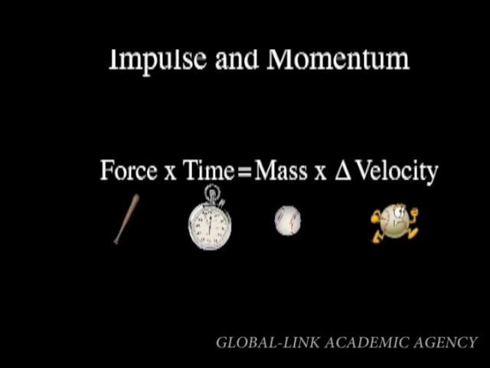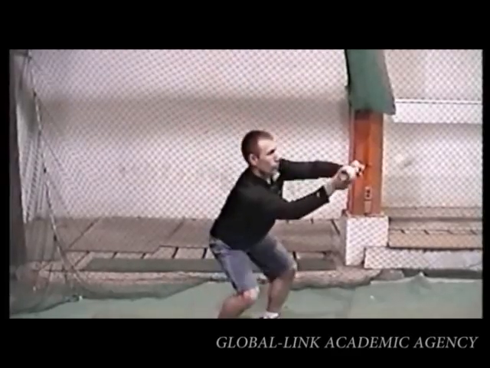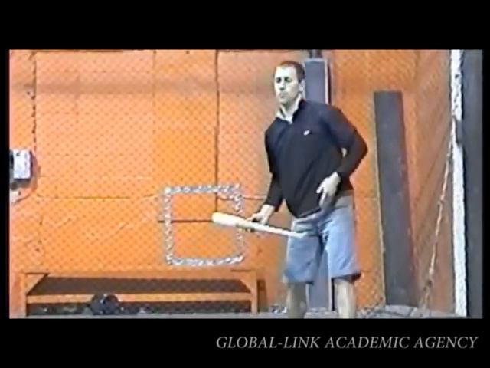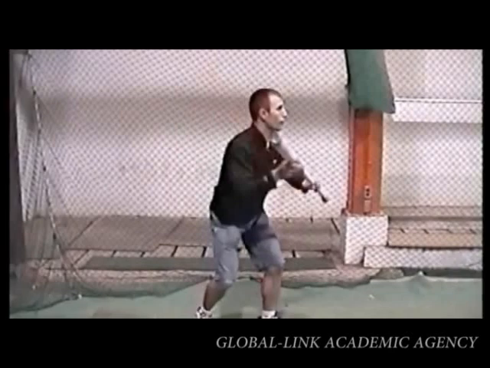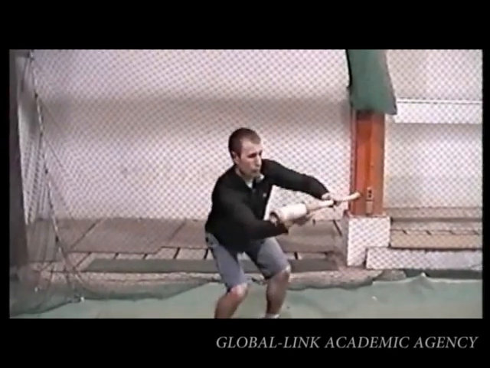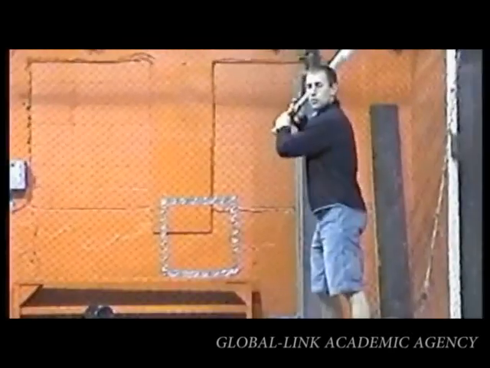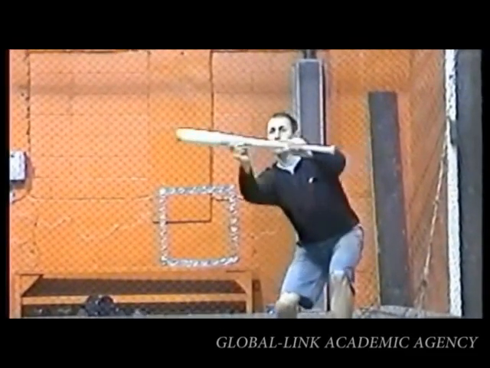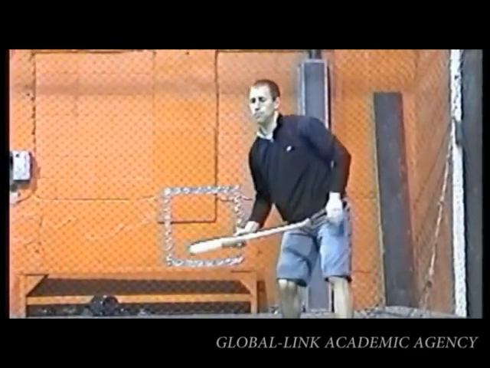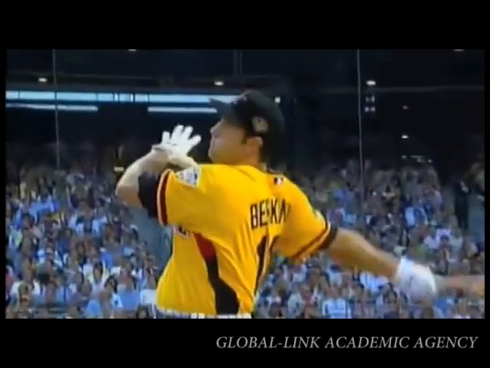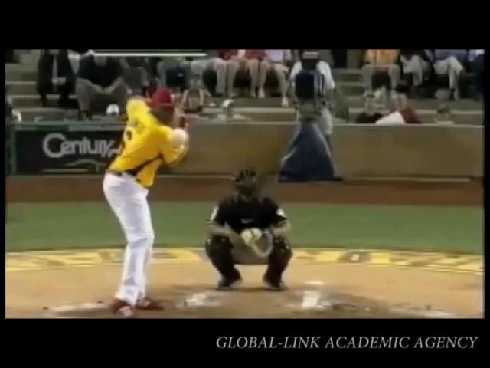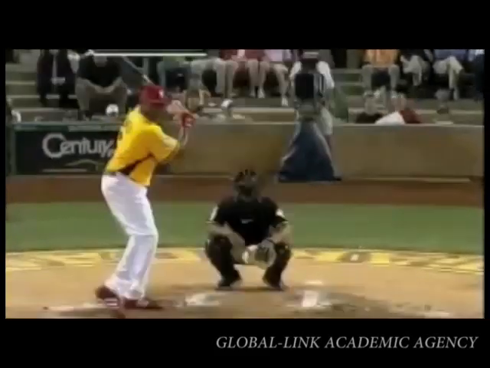If you decrease the time of contact between the bat and the baseball, you will greatly decrease the change in velocity. This is how a bat works. When applying the bat, the ball touches the bat for a very short time, creating a small impulse. This leads to a small change in velocity of the ball. If you increase the time of contact of the bat and the ball, you will then increase the impulse, which increases the change in velocity of the ball.